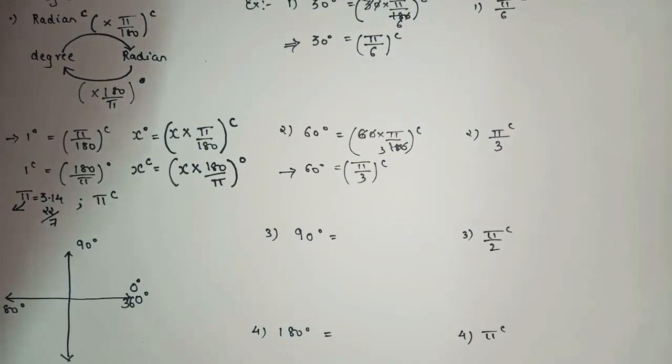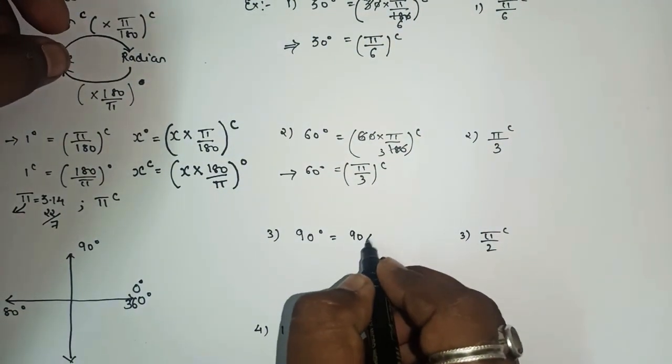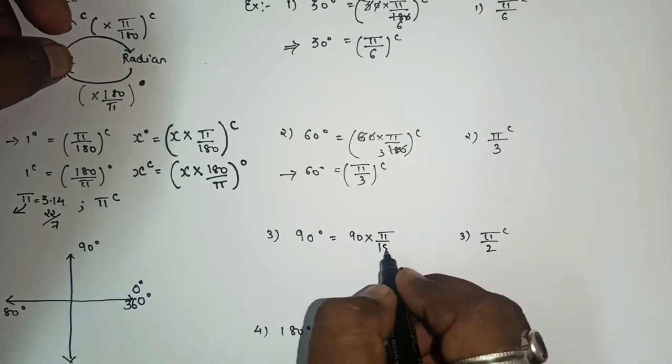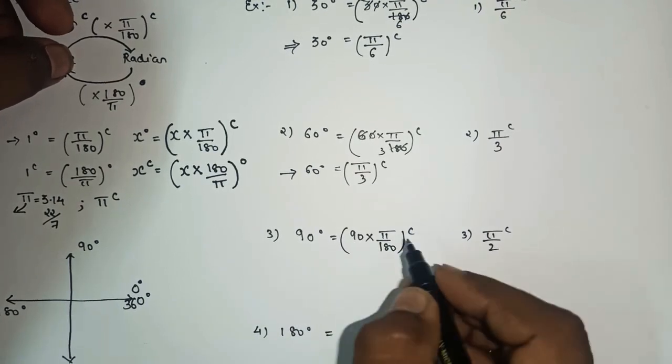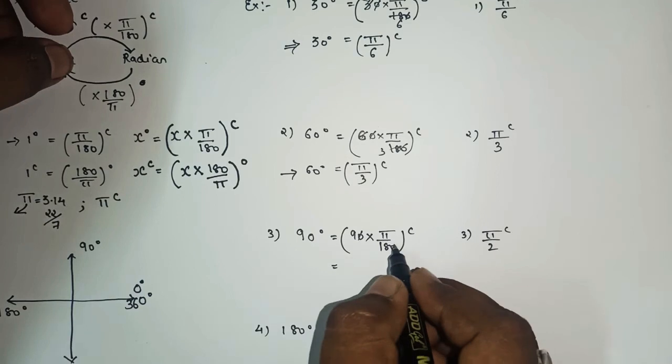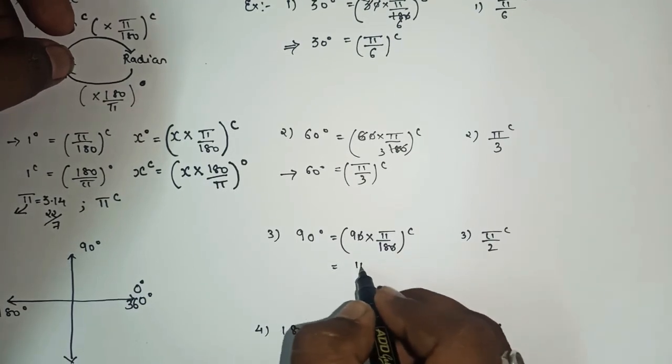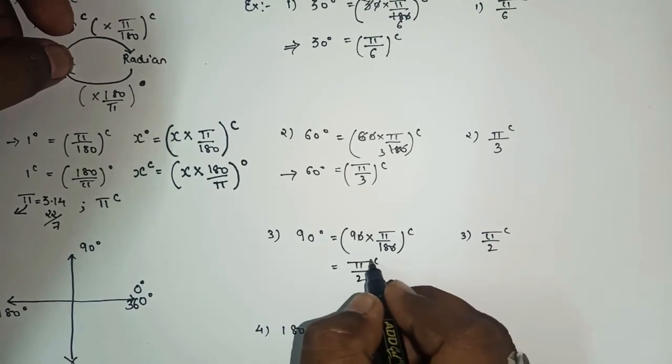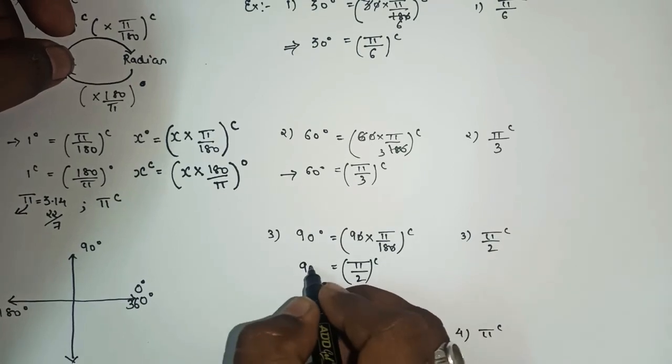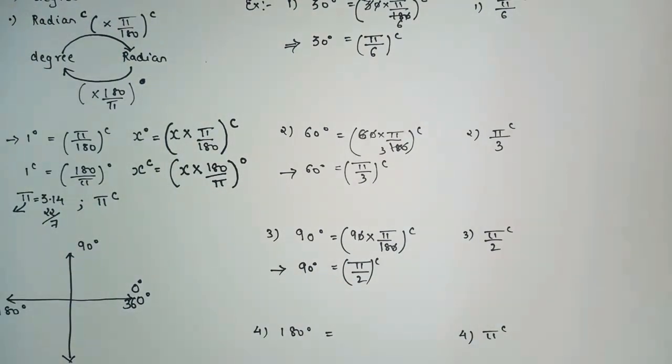So let's see for 90 degree. So simply you will multiply 90 by pi by 180. So it will get converted into radian. So 0 will get cancelled. 9 ones are 9, 9 twos are 18. So it is pi by 2. Yes or no? So pi by 2. So 90 degree we can read as what? Pi by 2 radian.